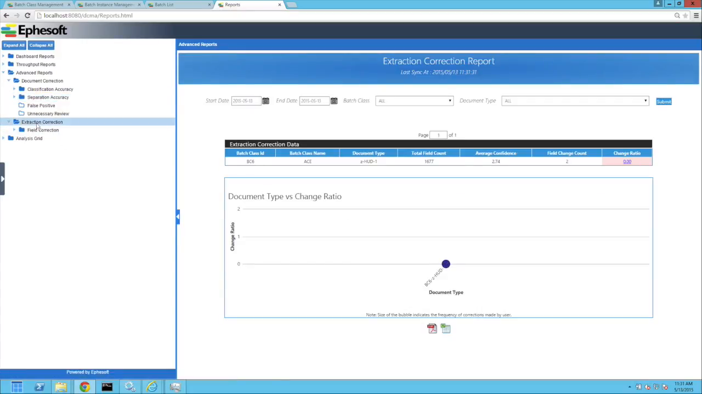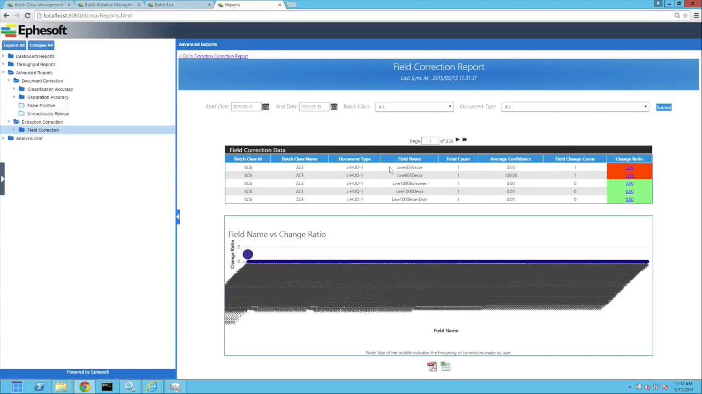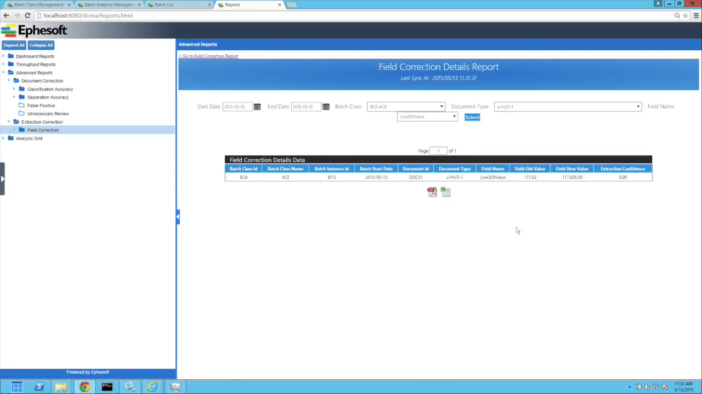Same thing goes with extraction. I would be able to see at a very high level that 2 fields out of 1,677 fields were modified. I have the same capability of being able to go in and do root cause analysis and figure out that there has been one HUD line 303 value that was modified, and then be able to do the same root cause analysis of figuring out what the system was able to extract and what the user modified that value to. Those were values that went into an exception state because their confidence was low.